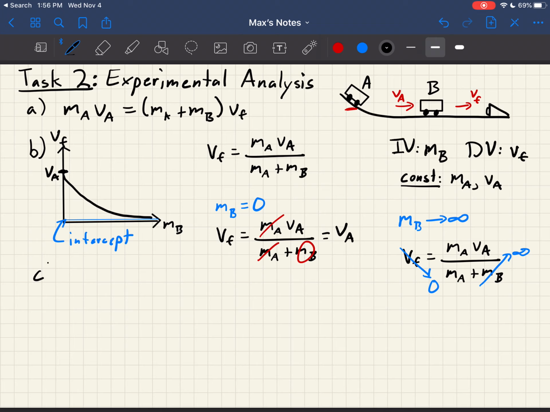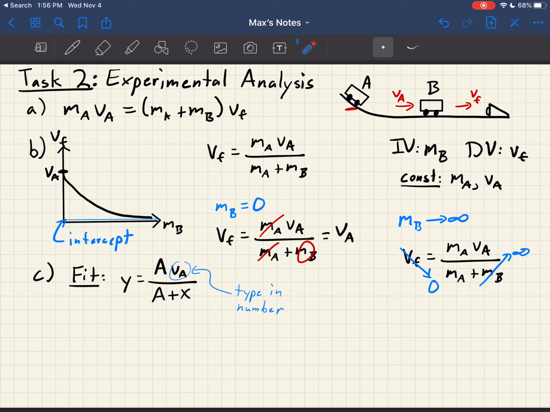So let's talk about part C now. C is asking, how should the students utilize LoggerPro to analyze their graph and obtain an experimental value for MA? Well, I think that's pretty straightforward. So the students should basically fit a function that is of the form y equals A times VA over A plus X. MA is our unknown thing, right? And then ask LoggerPro to calculate A for us. And then I would suggest whatever VA is, actually type in the number. So then the computer would just basically be calculating this A value based on the graph that we made here.